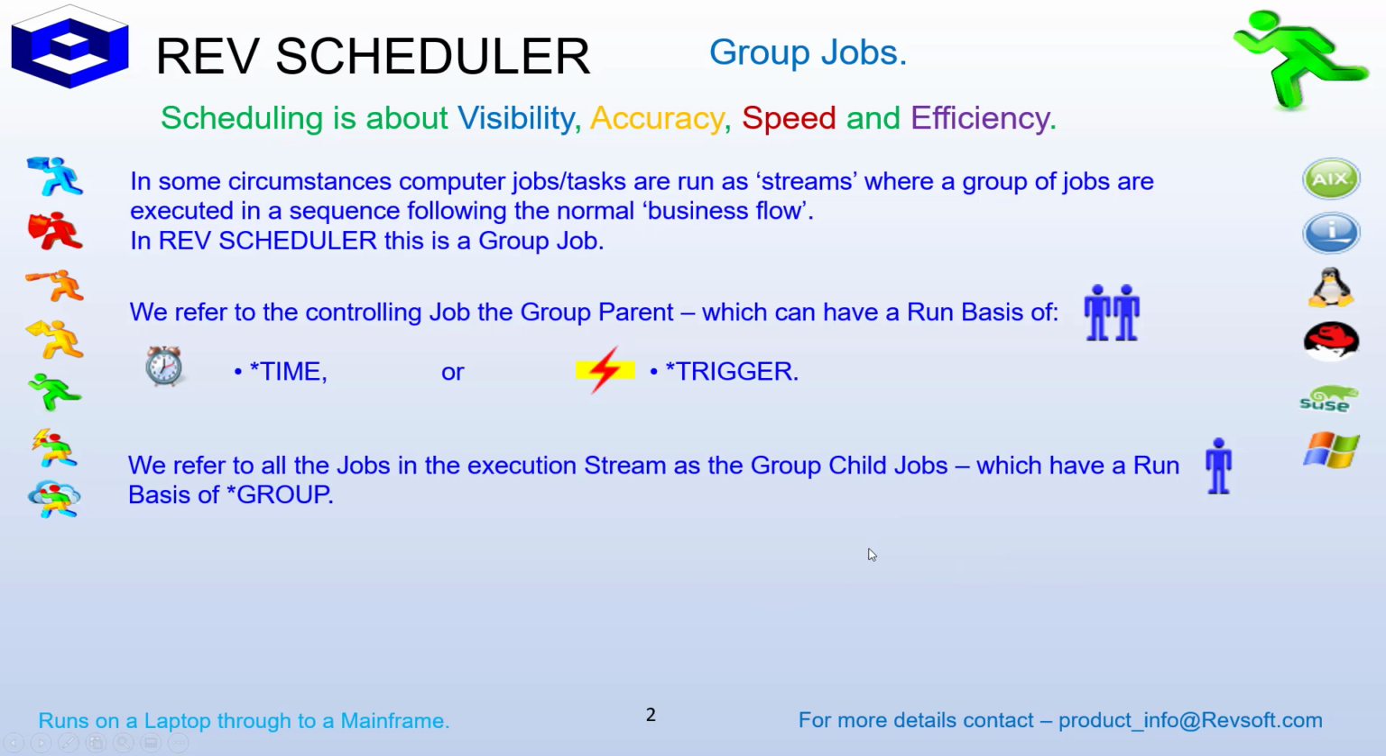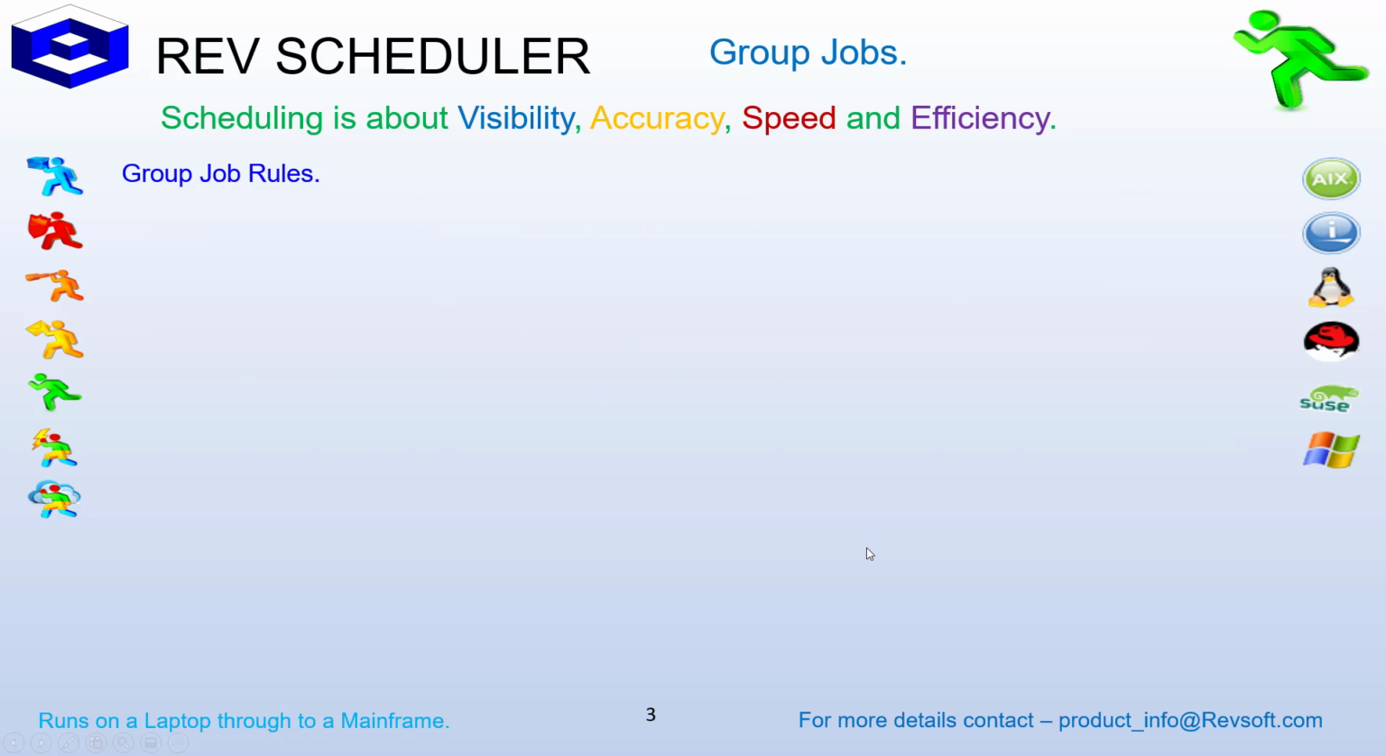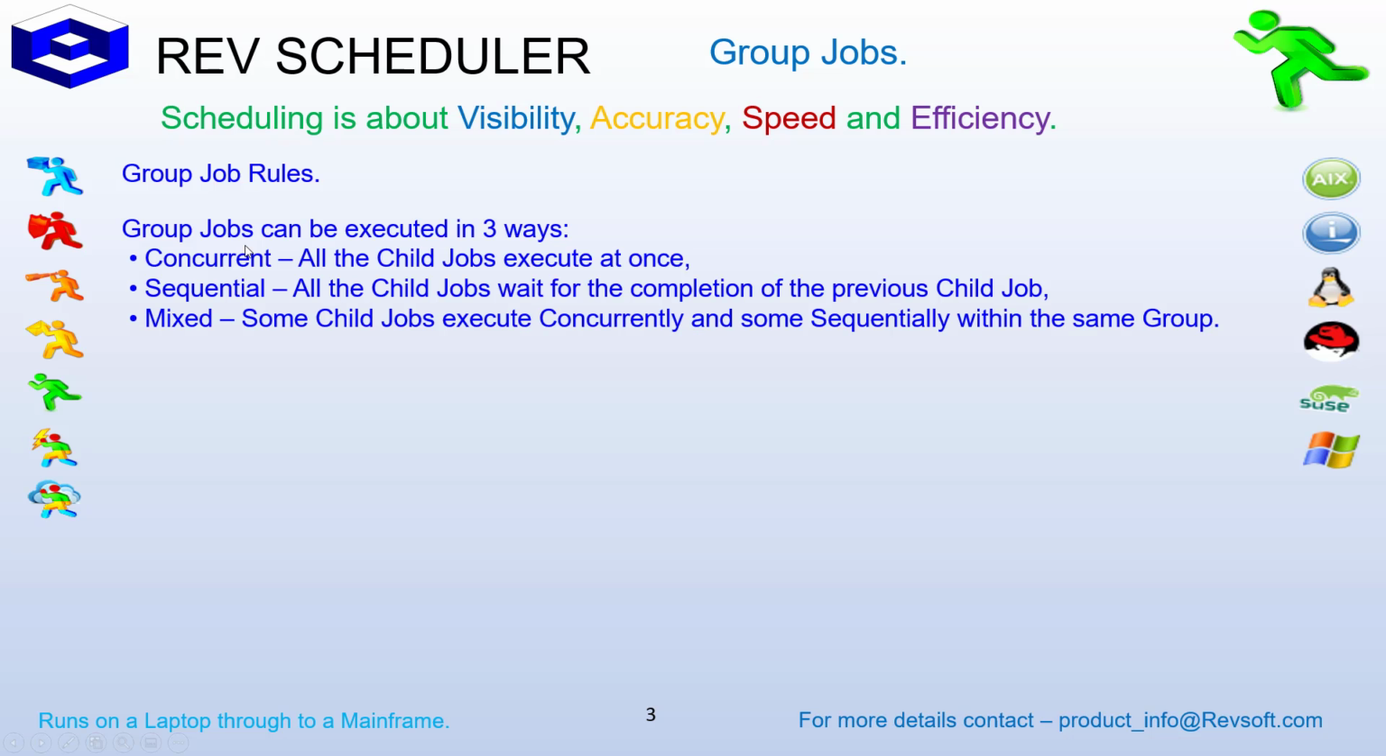Now for the rules for the group jobs. There's 4 basic rules. First, the types of execution. Group jobs can be executed in 3 ways. Concurrently, where all the child jobs are submitted at the same time for execution. Sequentially, where all the child jobs wait for the completion of the prior or previous child job. And then mixed, where some child jobs execute concurrently and some sequentially within the same group.